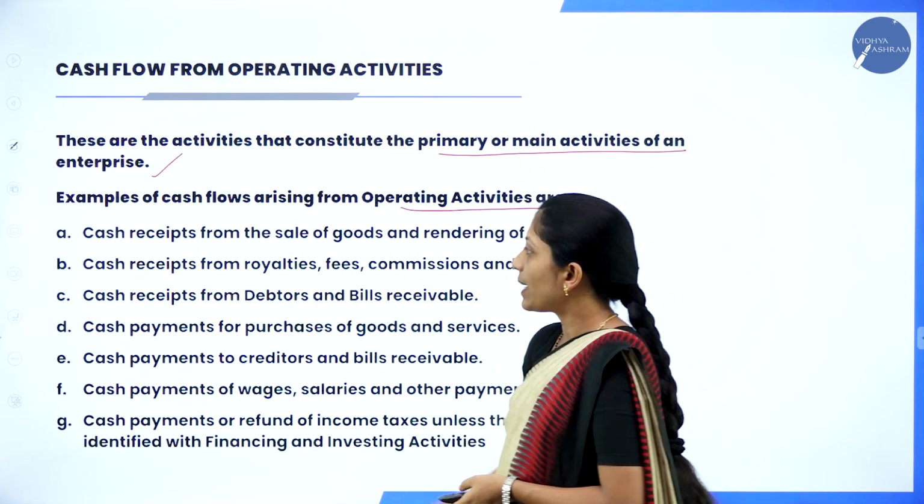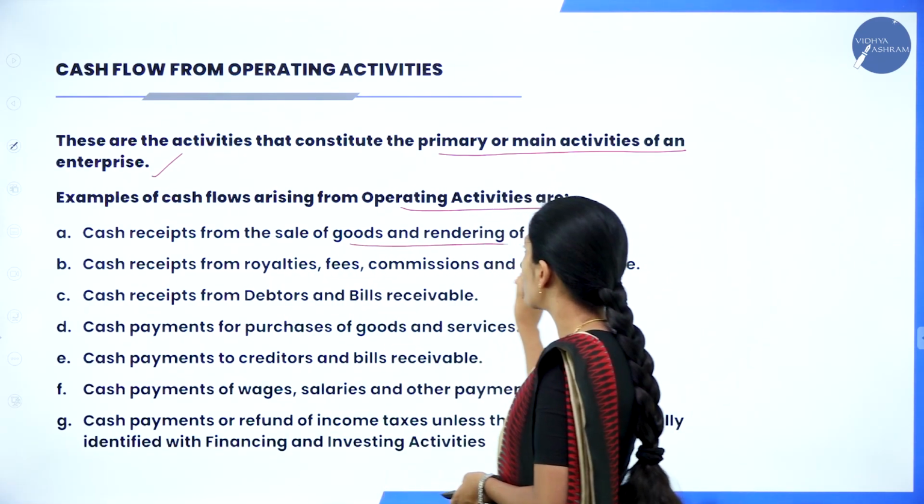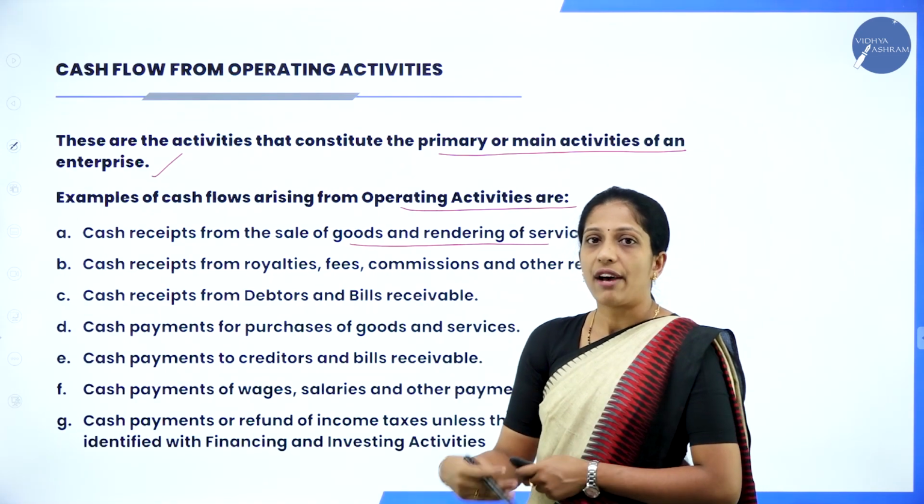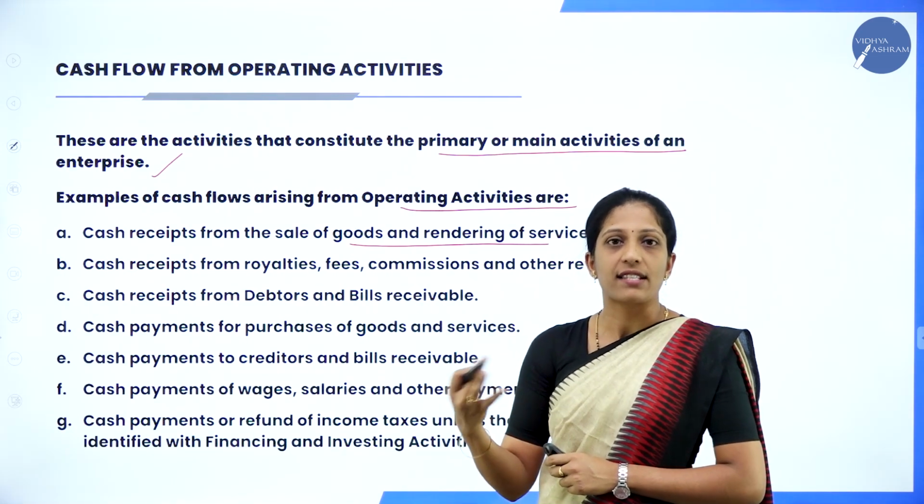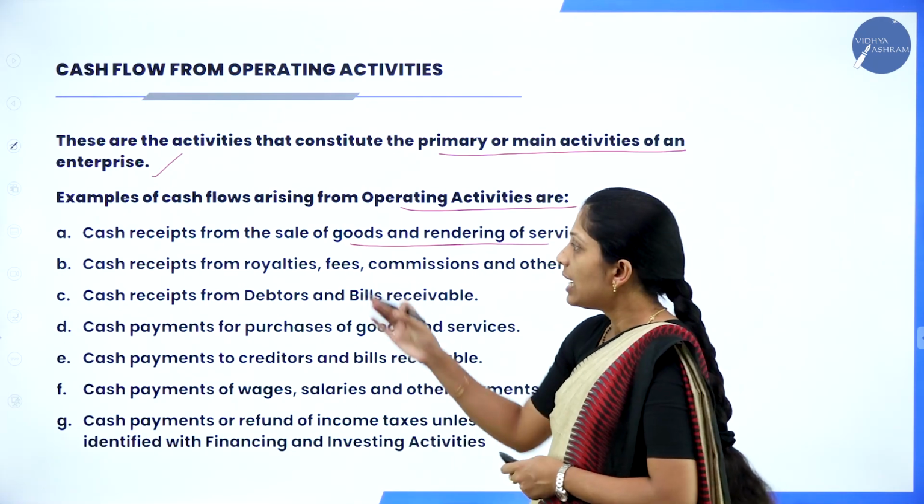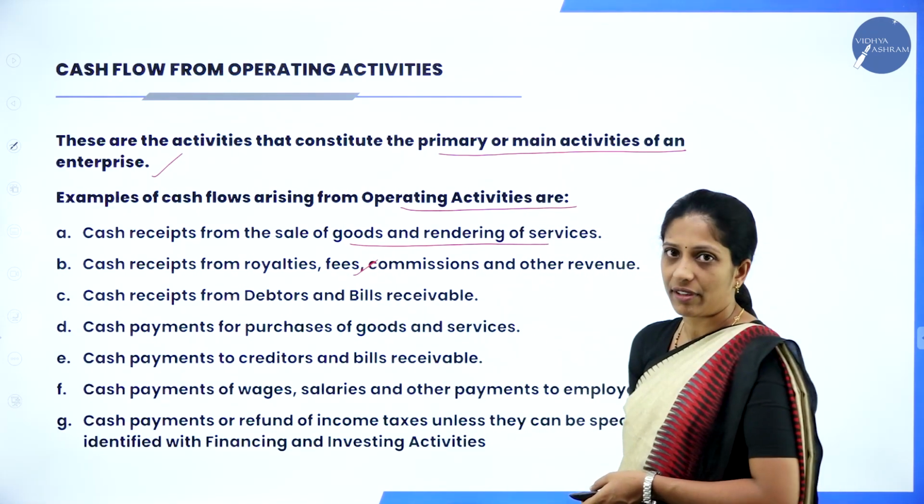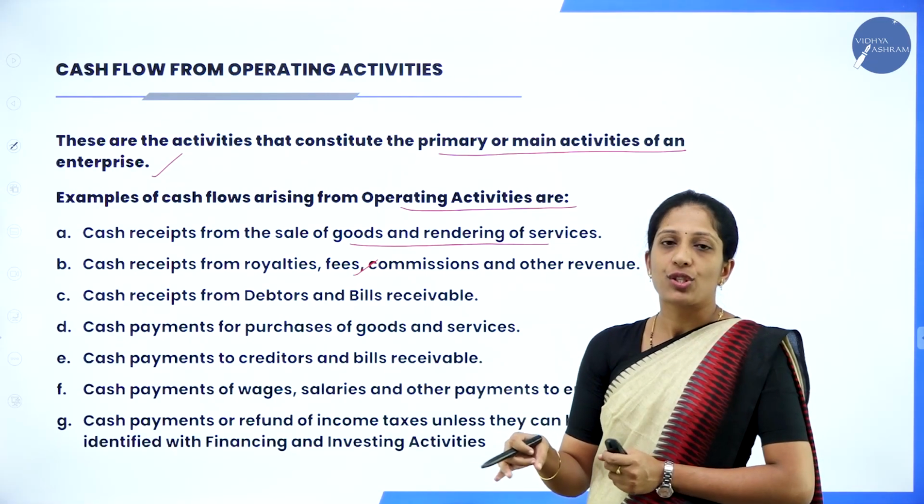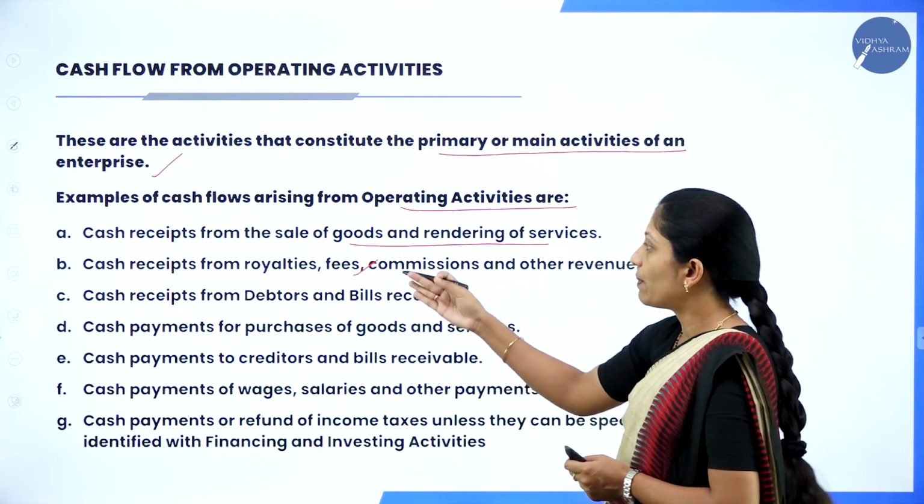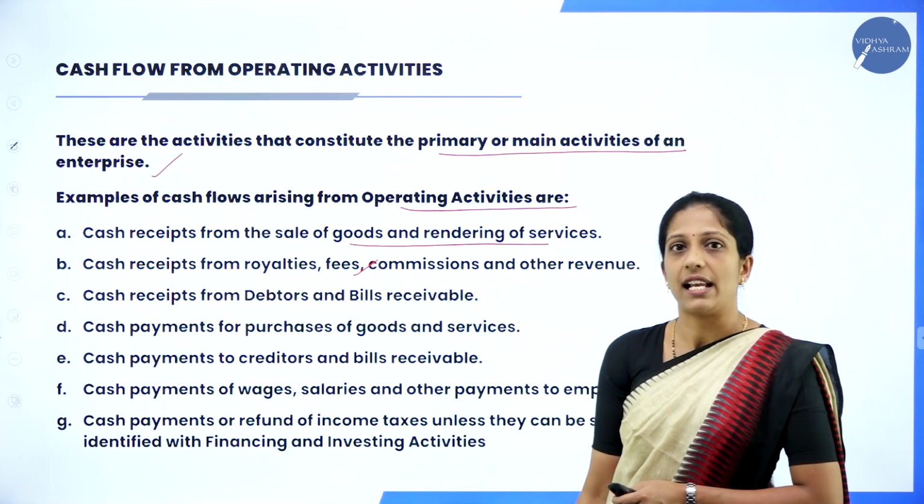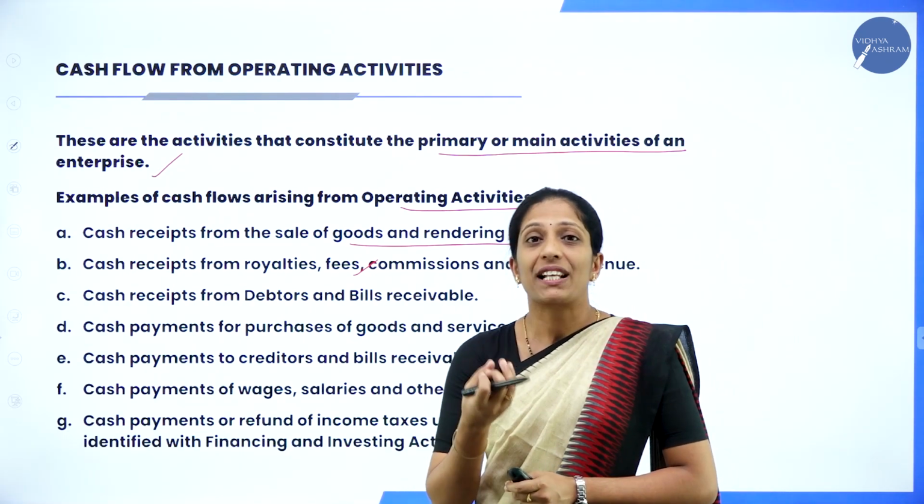The first one is cash receipts from the sale of goods and rendering of services. Of course, daily we will purchase as well as sell goods and services, correct? Next is cash receipts from royalty, fees, commissions and other revenues. So these payments will always be there. Correct? We will pay the royalties, the salaries, the wages, the fees.